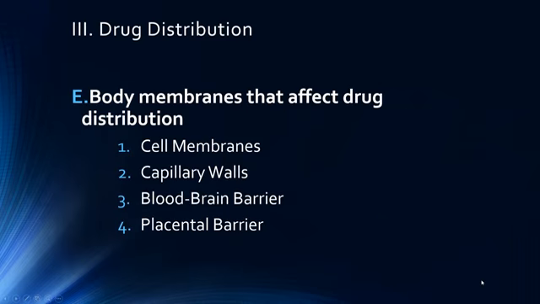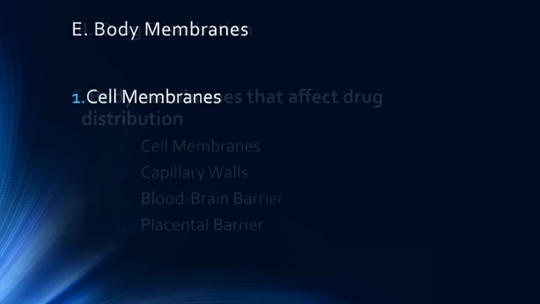So one of the important things to understand about drug distribution is there are a variety of body membranes that actually affect drug distribution. The first are cell membranes. The second are capillary walls, the blood-brain barrier, and then finally the placental barrier, which we'll find is not much of a barrier at all. So let's start with cell membranes.